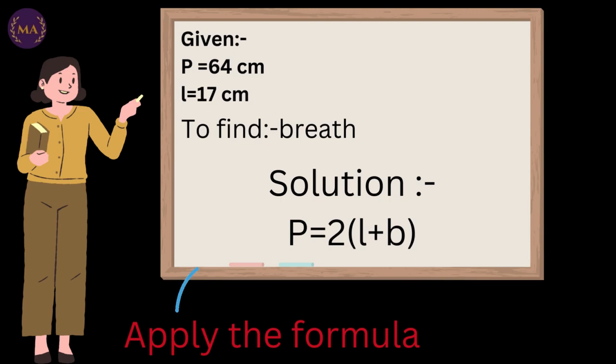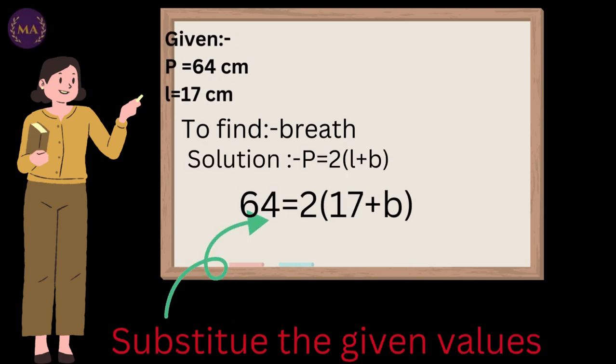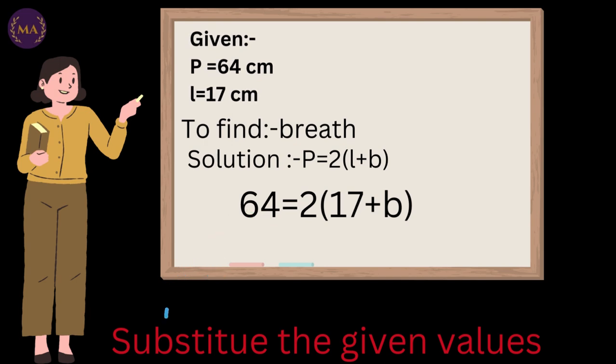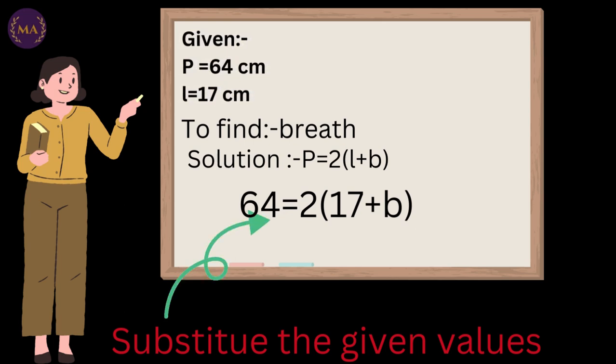So solution will always start with the formula. So now tell me what is the formula for perimeter of rectangle. Yes, so we'll note down the formula. P equals to 2 into L plus B. Next, you will substitute the given values. You know what is perimeter, you know what is length. So just write the values. In place of P, that is perimeter, you will write it as 64. In place of L, you will write 17. And now just simplify the equation.